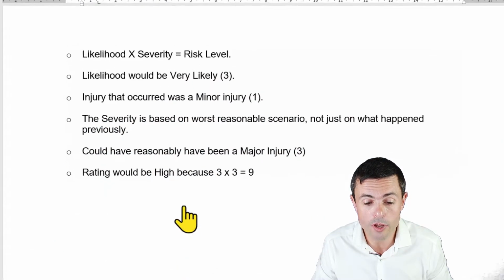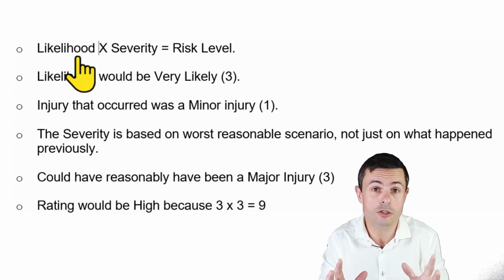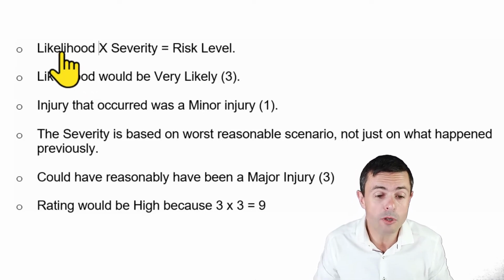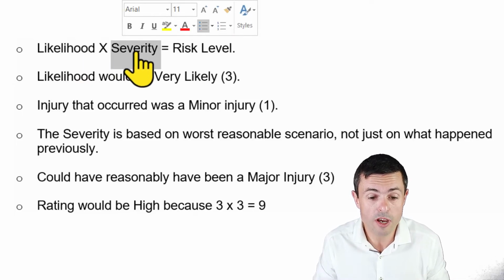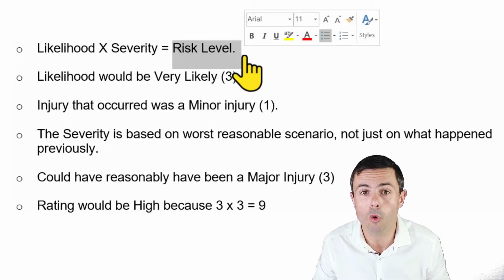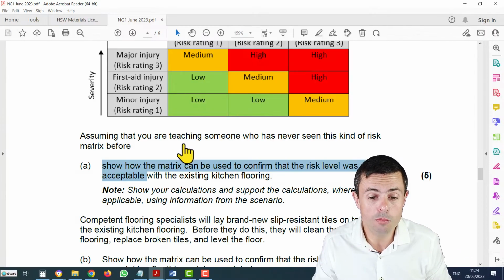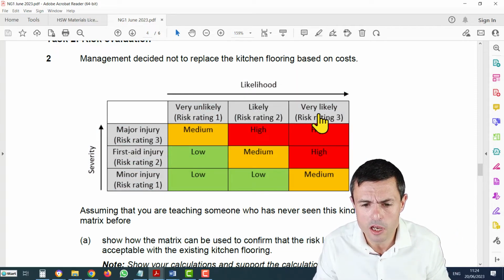And so here's one that I've prepared earlier. I've written a list of points, things that I would explain to someone who's never seen this before. I'm going to explain to them that we're trying to score likelihood and severity, and we multiply the two, and that gives us a risk level. So that's 1 point. And in this case, the likelihood would be very likely because I've read through my scenario and I think it will be very likely that someone could get hurt.